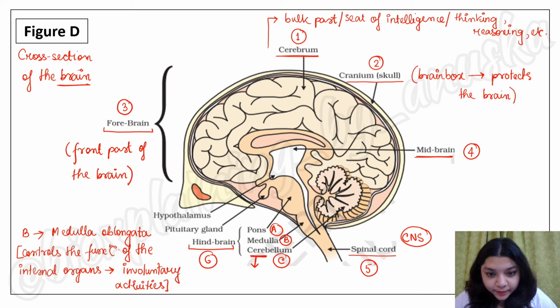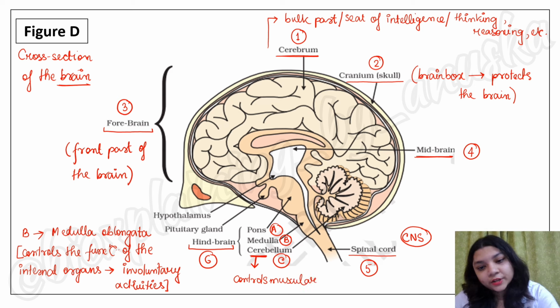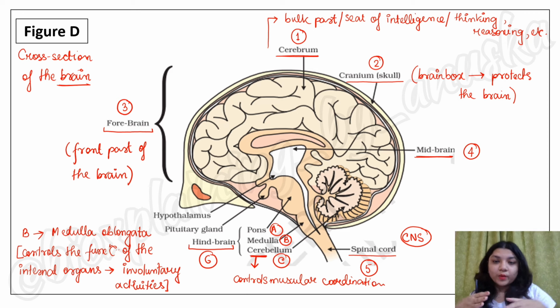What is the job of the cerebellum? The cerebellum controls the muscular movements of the body, right? Cerebellum controls muscular coordination, we can say. One simple thing, you all have noticed, I guess, that drunkards walk very clumsily. If somebody has had a lot of alcohol, they can't walk straight. Why is that? That is because the alcohol goes and affects the cerebellum. So the person doesn't have any muscular coordination, doesn't know how to put the steps, and walks very clumsily. Okay, 6 done.